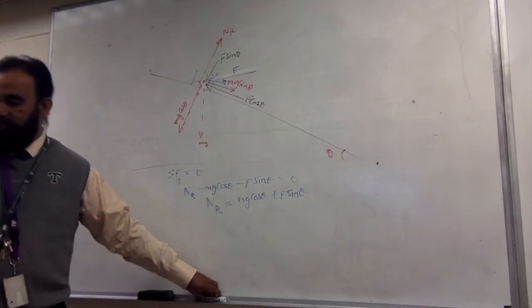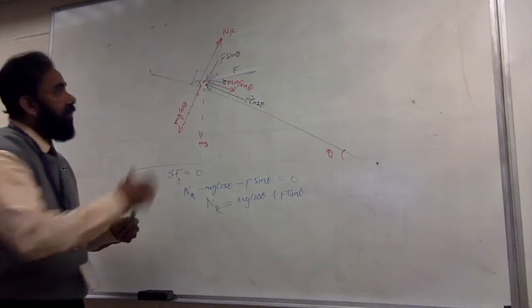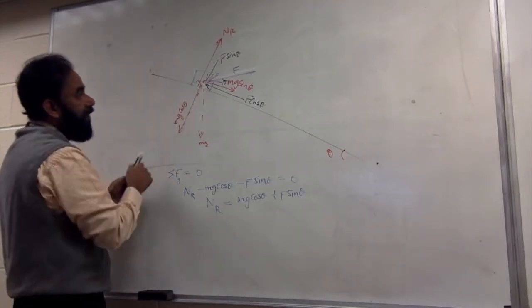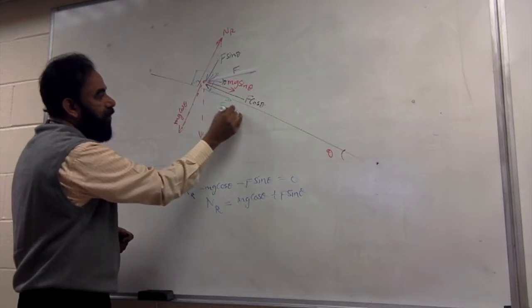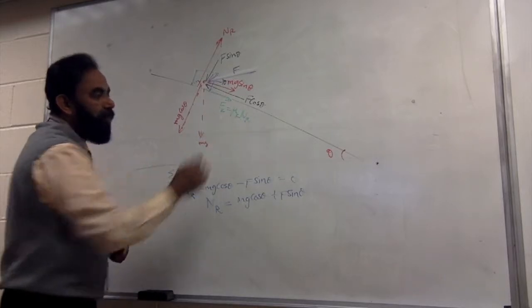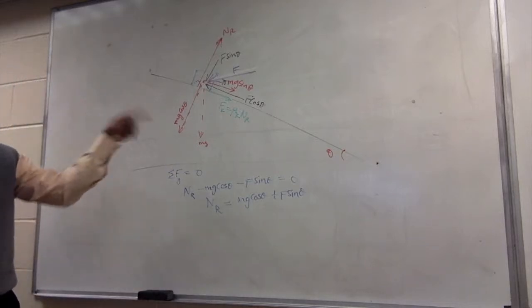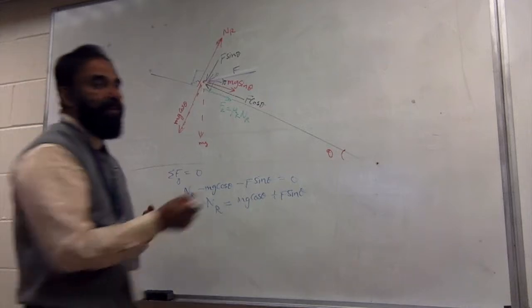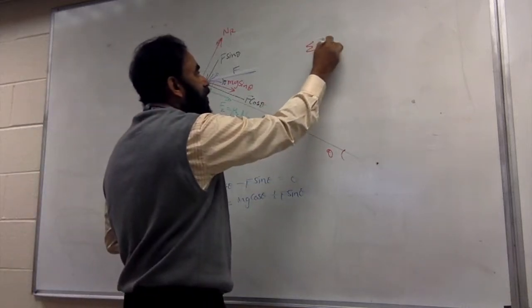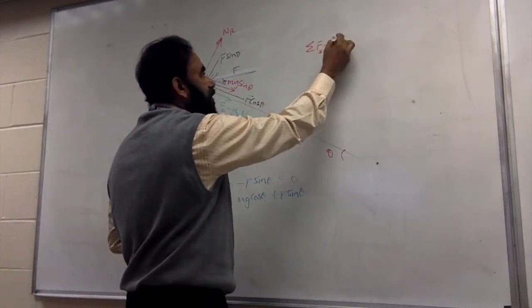Which way is the friction acting here? Down, yeah, because you're expecting it to move that way. Friction is this way, and how much is friction? It's mu k times the new normal force. That's the force. Now what do we do? Apply your second law. Net force in the x direction is equal to ma.